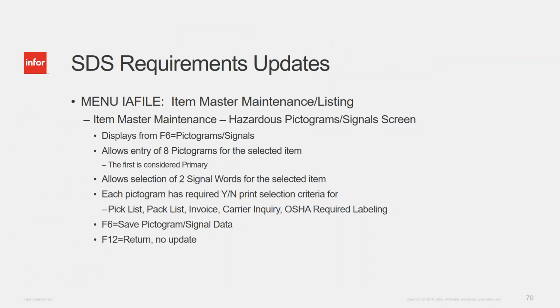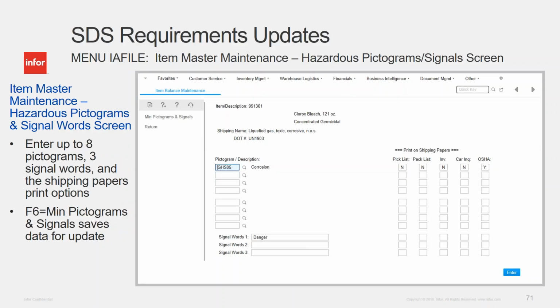Hazardous pictogram and signal screen displays from pictograms of signals. You can have 8 pictograms for the selected item. The first one is considered the primary. It allows selection of 2 signal words for the selected item. Your pictogram has your 5 print code flags, yes, no. F6 is your toggle, save it, take me back, is F12. So there's your 8 pictograms and your 3 signal words with your yes, no prompt fields.